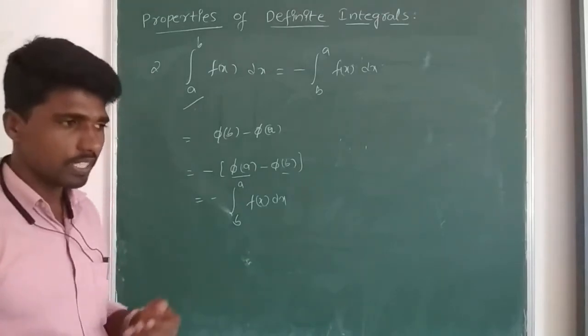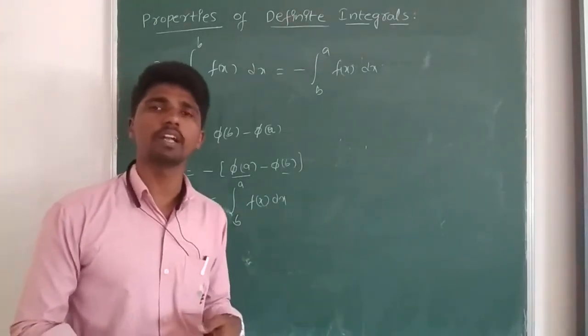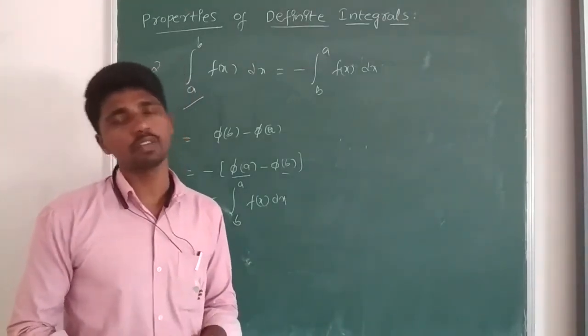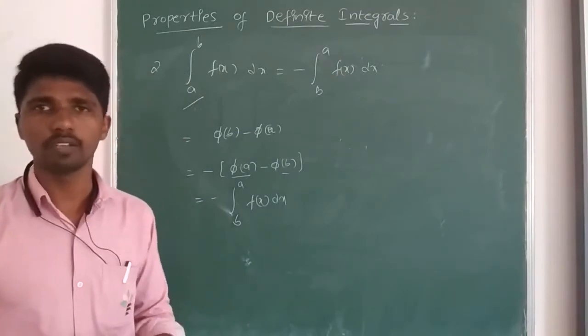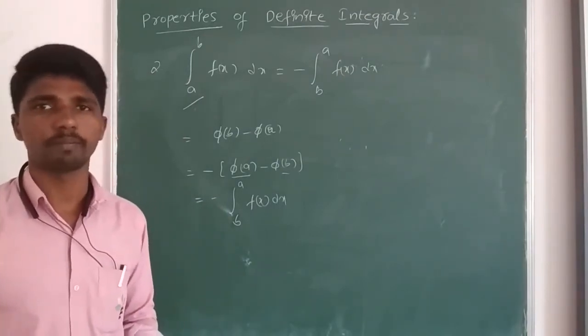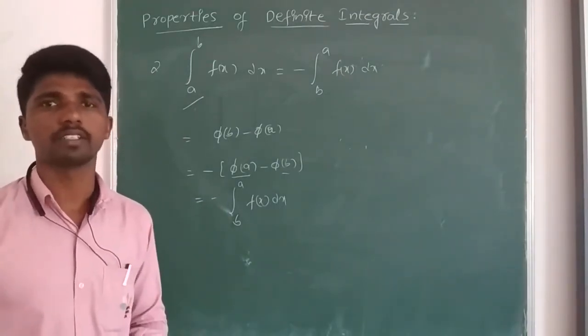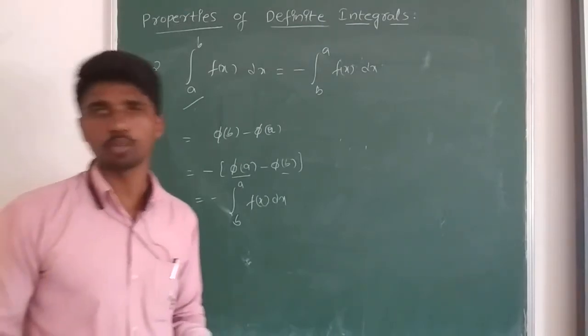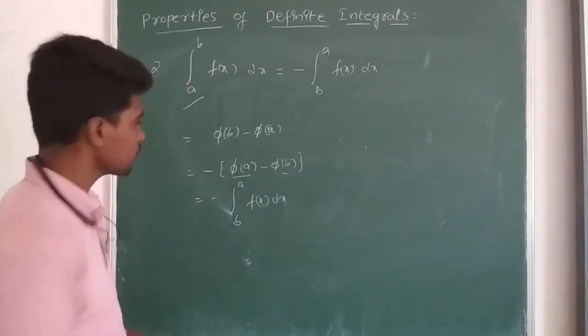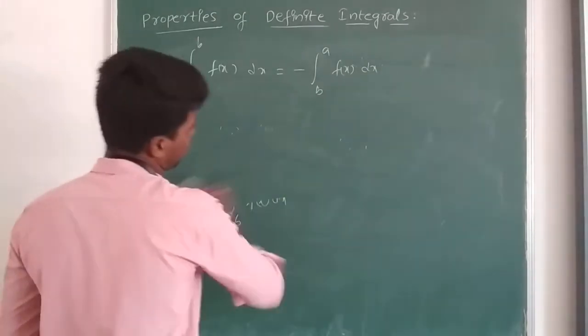This means that if I swap the limits, upper limit as lower limit and lower limit as upper limit, the value of the integration changes by its sign. If it is positive, we get negative. If it is negative, we get positive. After this, the next one, the third property.